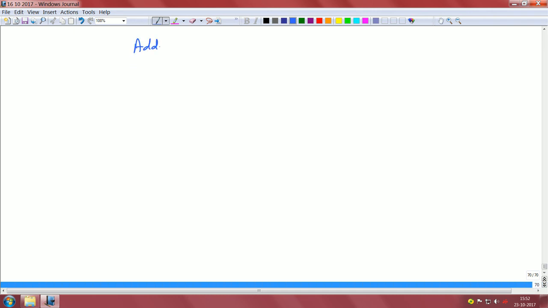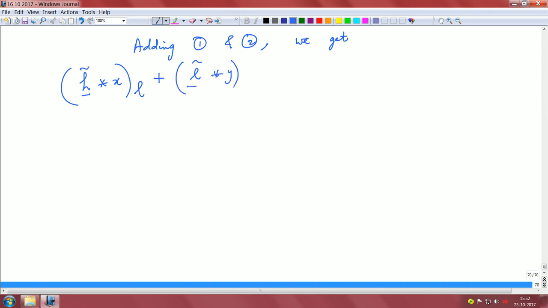Adding 1 and 2, we get H tilde convolved with x and L tilde convolved with y is x2k plus y2k when L is even, and it is negative x2k plus y2k when L is odd.